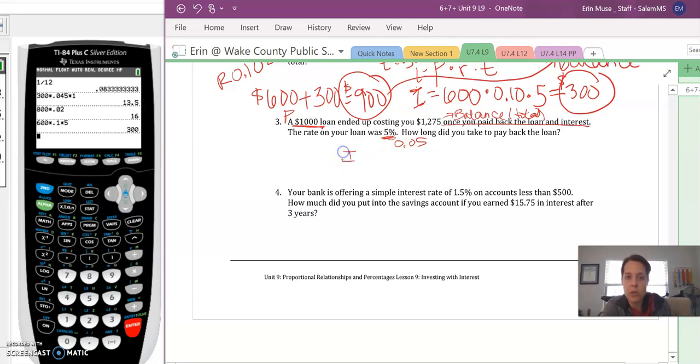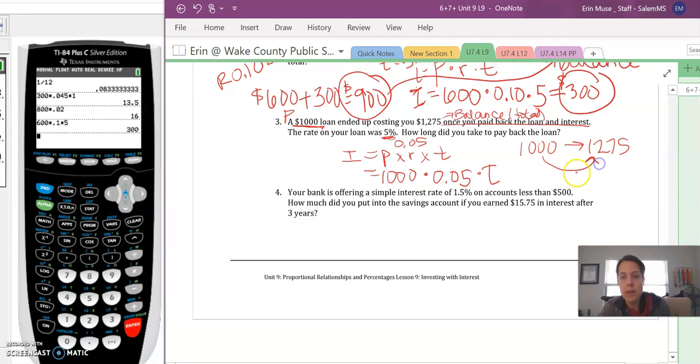So if I think about my equation, I equals principal times rate times time. I know my principal was 1,000. I know my rate was 5%, but I don't know time. And I also don't know interest in terms of it wasn't explicitly given to me. However, I do know if I started by borrowing 1,000 and then I had to pay back 1,275, the difference is the interest. So I had to pay $275 in interest.